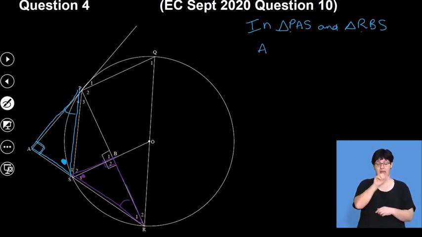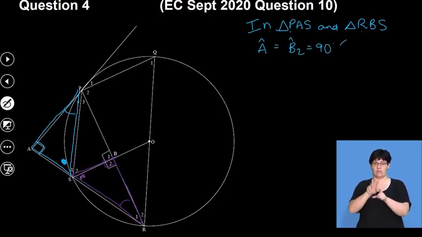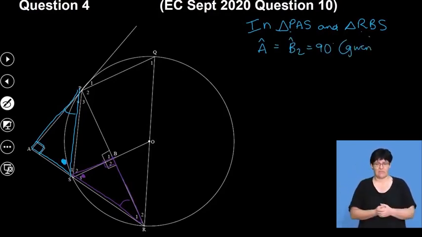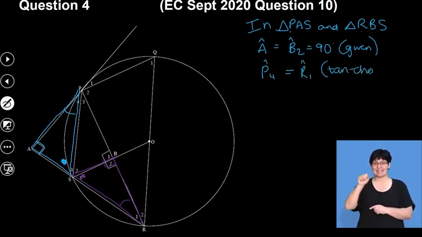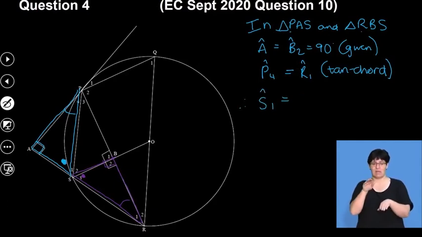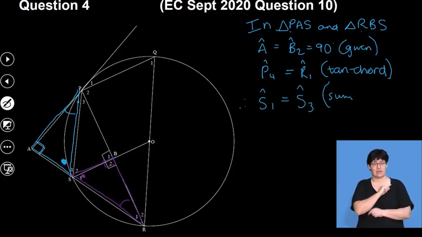Okay, so I've got angle A is equal to angle B2 is equal to 90 degrees, and that's given. I know that angle P4 in my blue triangle is equal to angle R1 in my purple triangle, and that's because the tan-chord theorem tells me that. So therefore, angle S1 in my blue triangle must be equal to angle S3 in my purple triangle, and the reason for that is the sum of the angles in both triangles is 180 degrees.